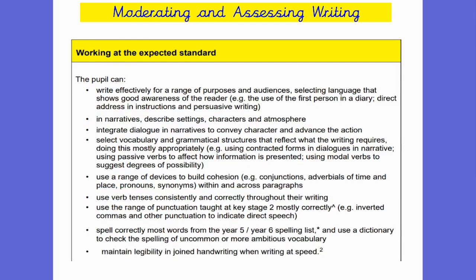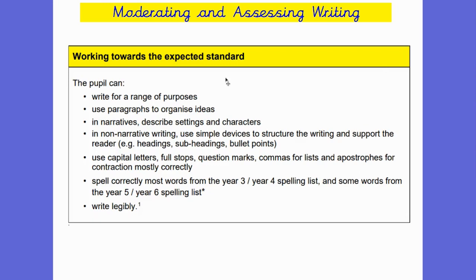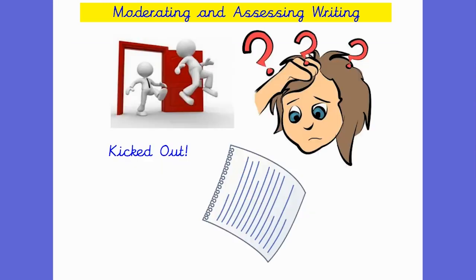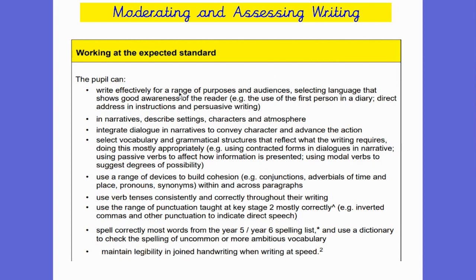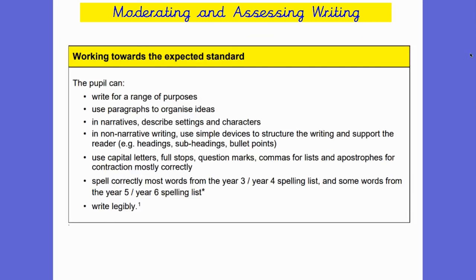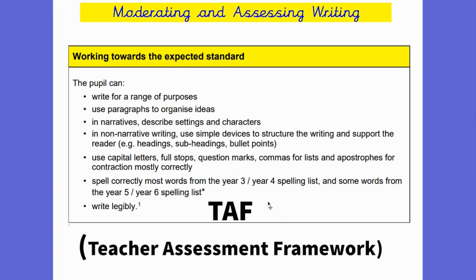In today's video, I'm going to be discussing working towards the expected standard and what that looks like, and then what a child should be at the end of Year 6, which is what their writing should look like if they were working at the expected standard. So just first of all, to look at the parts of the TAF, which you can see here. The TAF is the Teacher Assessment Framework.